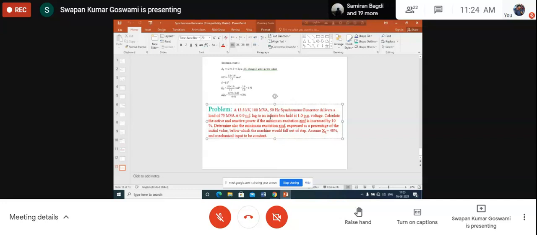So the base voltage of this machine is 13.8 kilovolt. This is the rated voltage. This is the 1 per unit voltage, meaning the rated terminal voltage of the machine. Now calculate the active and reactive power.